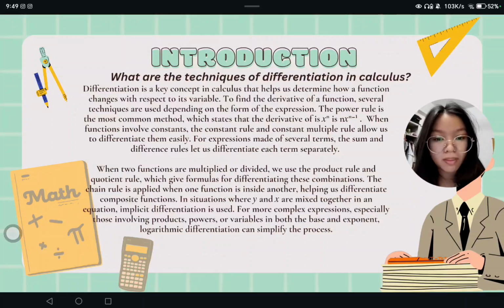The chain rule is applied when one function is inside another, helping us differentiate a composite function. In situations where y and x are mixed together in an equation, implicit differentiation is used. For more complex expressions, especially those involving products, powers, or variables in both the base and exponent, logarithmic differentiation simplifies the process.